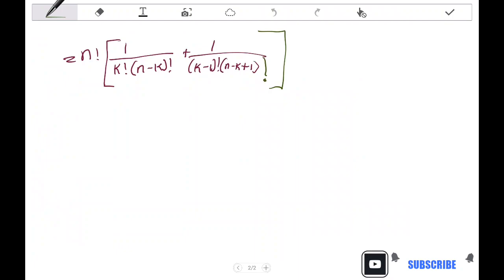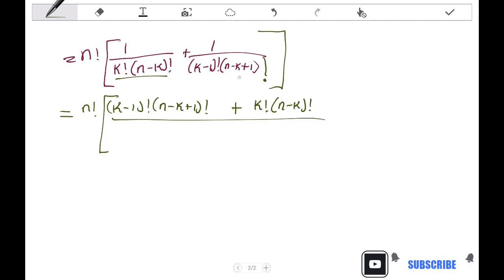So I'm going to solve it here. We have n factorial, then open bracket, we take this one multiplied by 1, which is going to be (k minus 1) factorial (n minus k plus 1) factorial, plus k factorial (n minus k) factorial, all of this divided by k factorial (n minus k) factorial multiplied by (k minus 1) factorial multiplied by (n minus k plus 1) factorial.